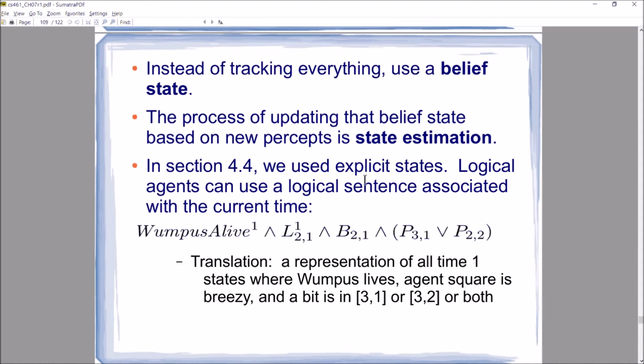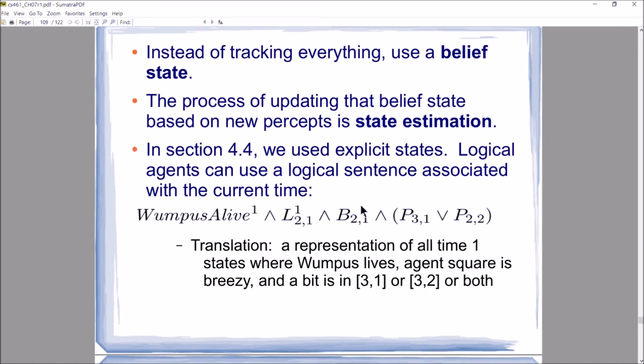Okay, so this is a representation of all time 1 states where the Wumpus lives, the agent's square is breezy, and a pit, that should say pit, is in 3-1 or 3-2 or both. So this is one representation, right, within the belief state.